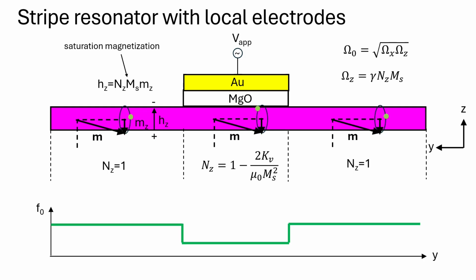Now if we plot the precession frequency of magnetic moments across the long axis of the stripe, one would find that the frequency is lower in the region that is covered by the magnesium oxide. In physics, frequency is energy. The lower the frequency, the lower the potential energy. Effectively, we have created a potential well of spin waves. Spin waves excited inside the well will be trapped in this well defined by the top electrode and will not propagate to the area outside of the well.